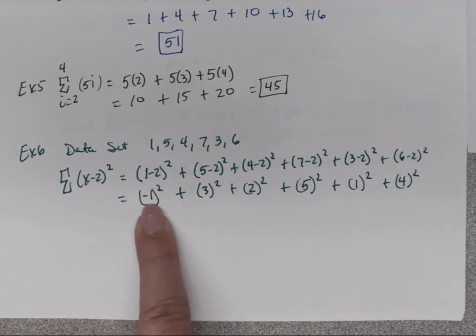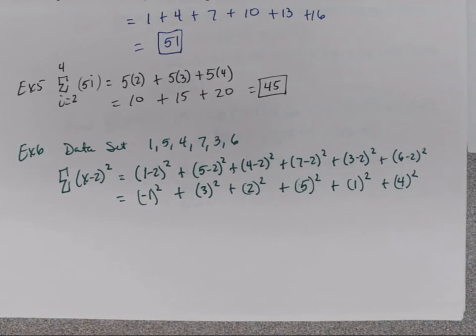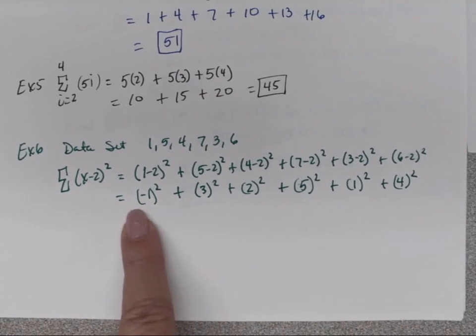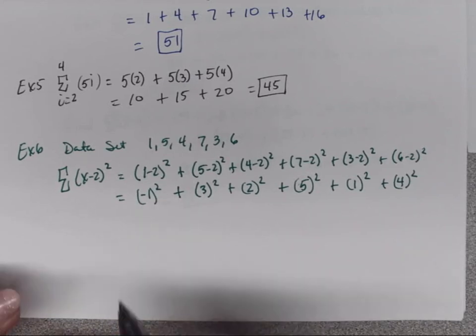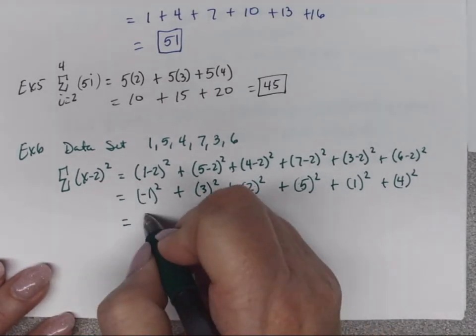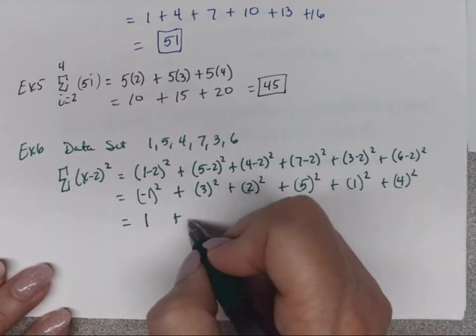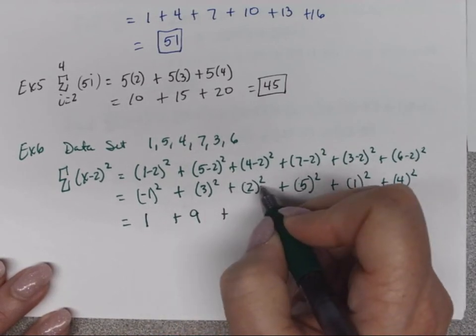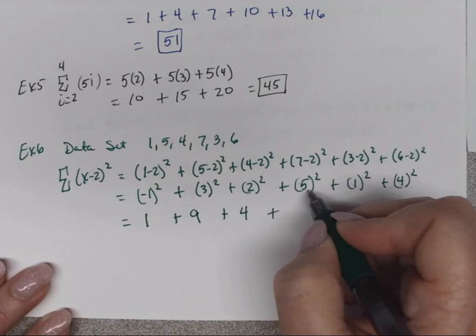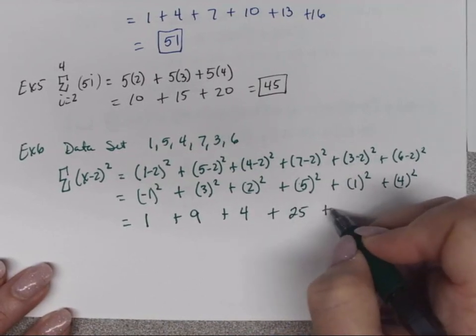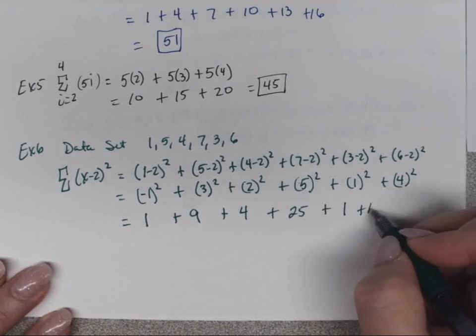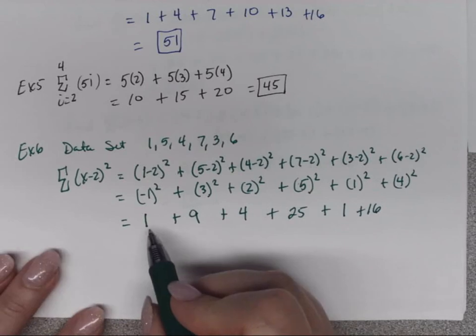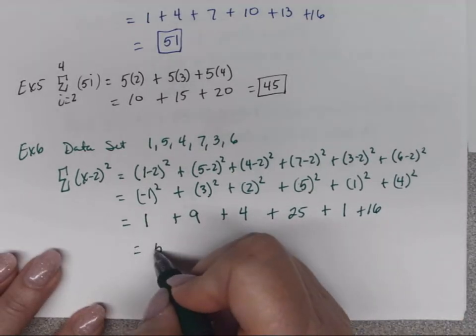So negative 1 squared, it's the whole thing of negative 1. And squaring something means you're taking something times itself. So that's negative 1 times negative 1, which is positive 1. Anytime you square anything, it will become a positive value. So negative 1 times negative 1 will be 1. 3 times 3 is 9. 2 times 2 is 4. 5 times 5 is 25. 1 times 1 is 1. And 4 times 4 is 16. Because when you're squaring, it's times itself. Now when we add all of these together, we get a total of 56.